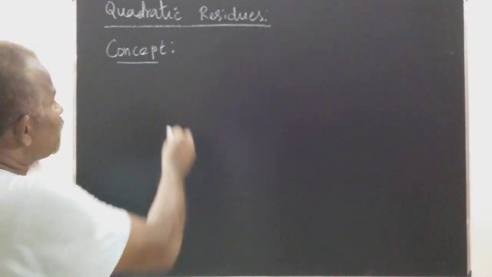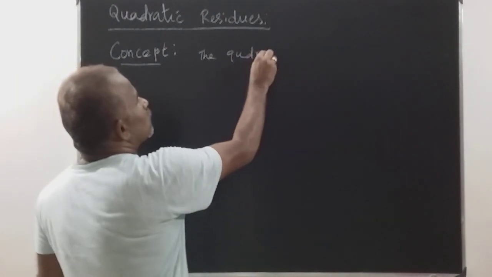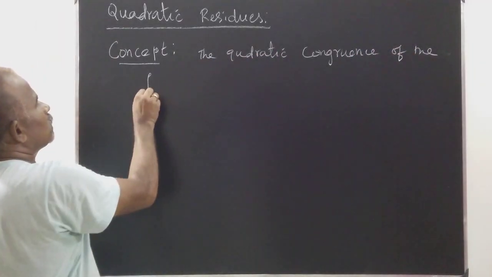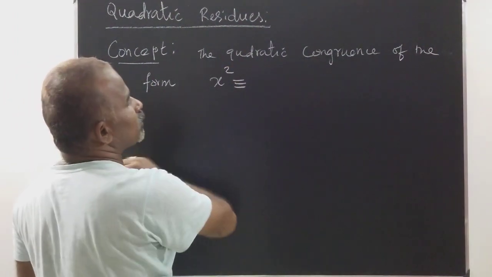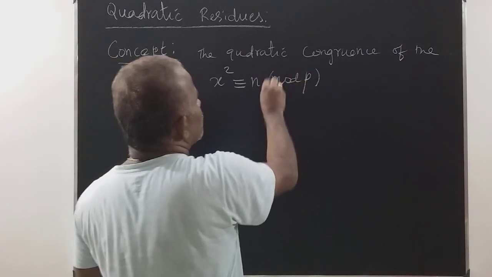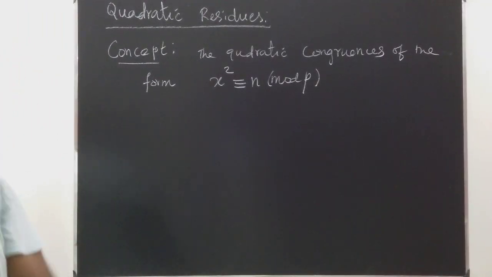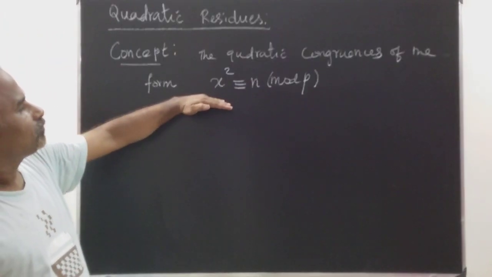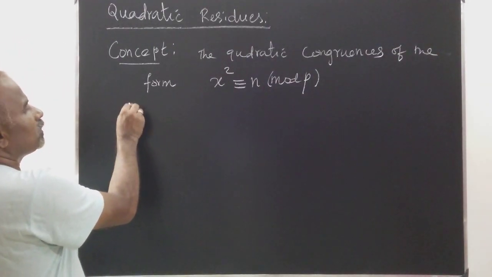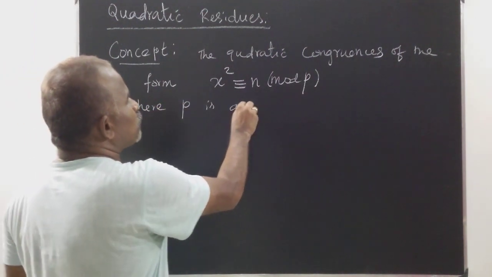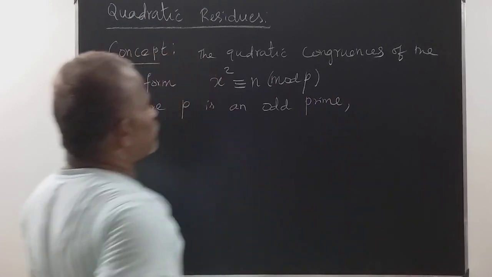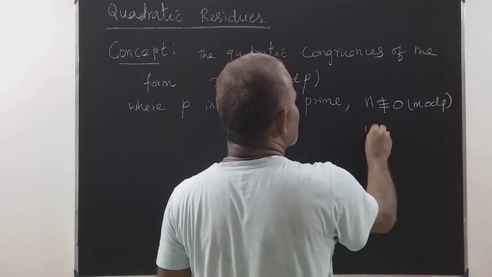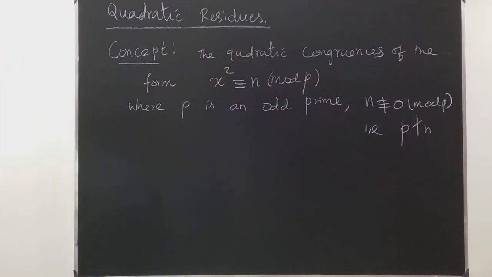Okay. So the quadratic congruence of the form x squared is congruent to n mod p, where p is an odd prime, and n is not congruent to 0 mod p. That is, p does not divide n.